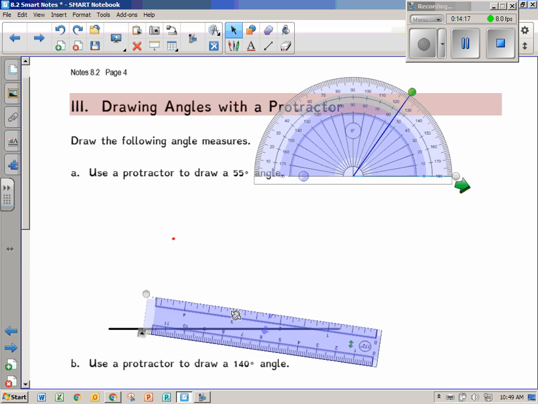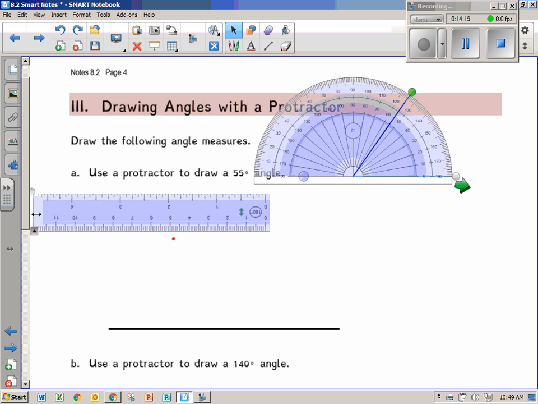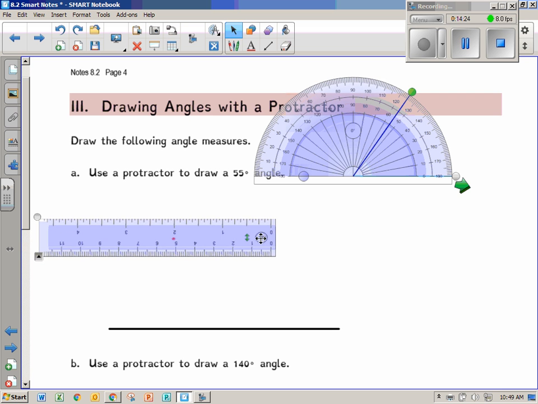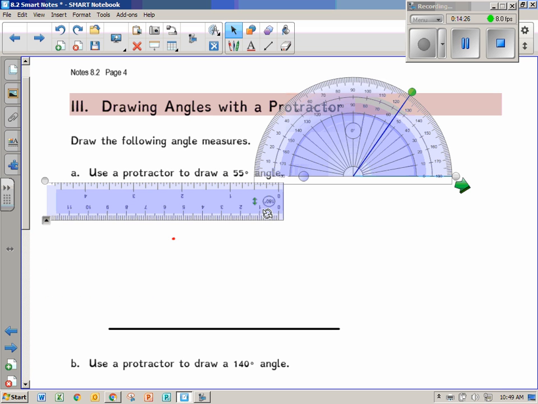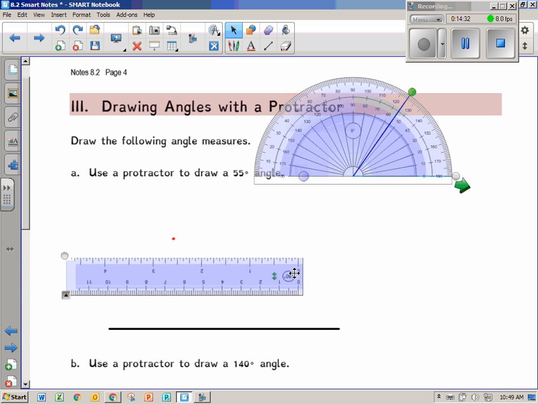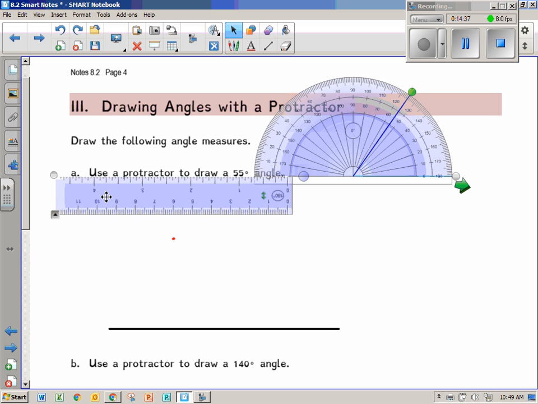Then you can move your protractor out of the way and get your ruler. So if I can get this little thing to work for me, I swear it'll let you flip it, but it's not allowing me to do it. Anyway, you get the deal. You line up your ruler right here and you draw a straight line. Let's see if I can, yeah, I can do that right there.